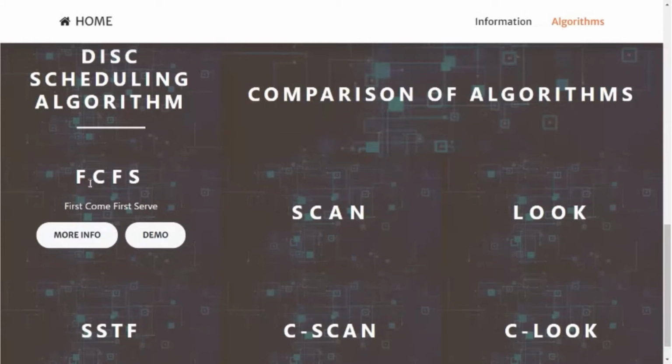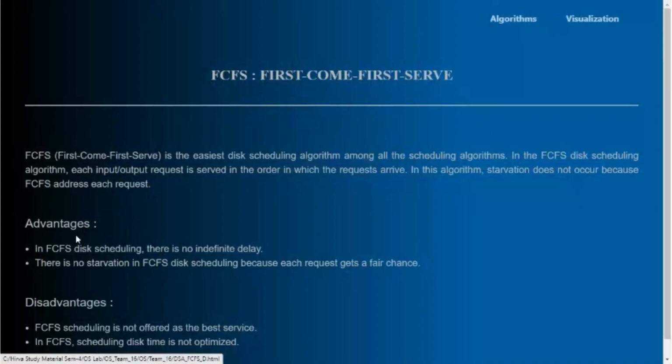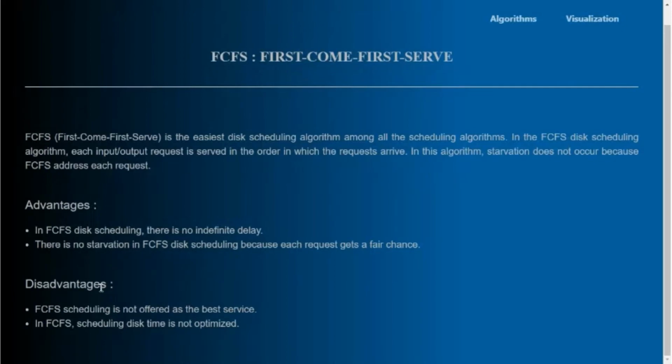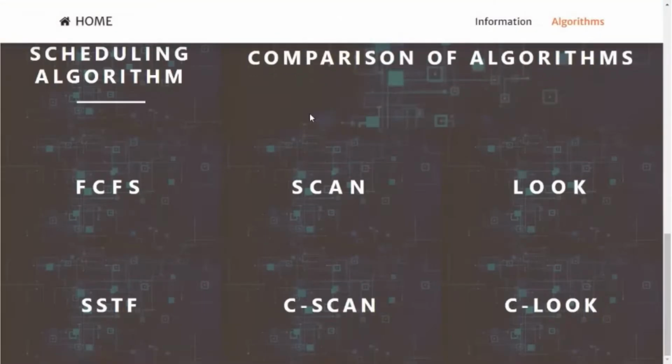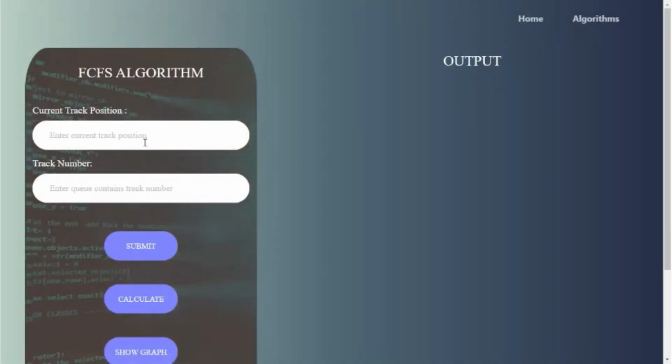The first one is the FCFS algorithm. For more information, we can click here. FCFS stands for first come first serve. This is the brief description of the same. We have some advantages and disadvantages mentioned here. We can click Visualization to have a quick demonstration of this algorithm. We can go to this page also by clicking Demo.